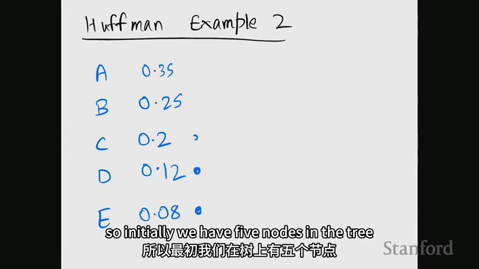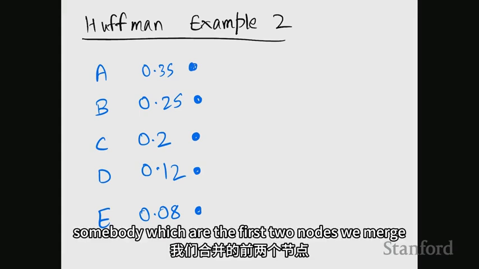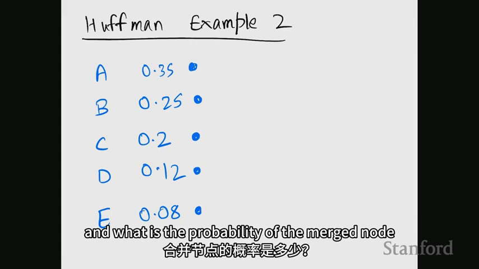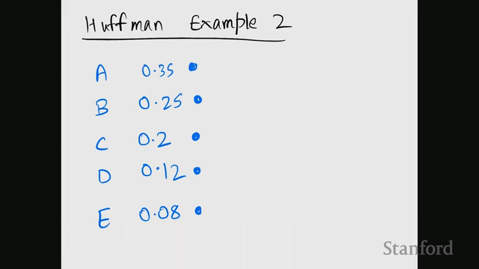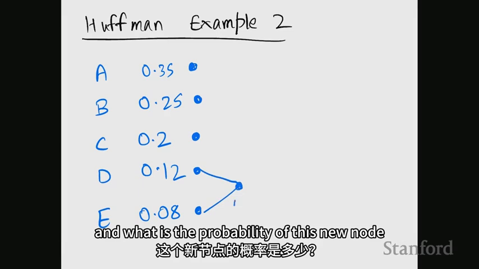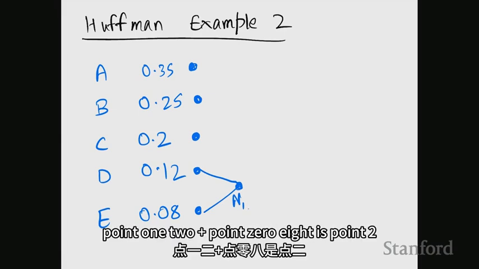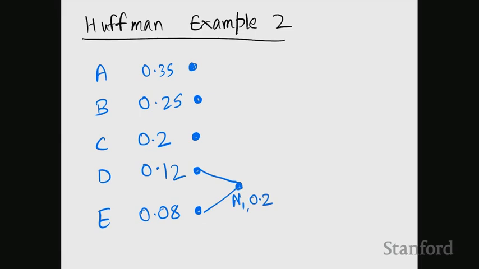So initially we have 5 nodes in the tree. A, B, C, D, E. Okay. Somebody, which are the first 2 nodes we merge? And what is the probability of the merged node? Okay, so the answer is D and E. And so let's merge D and E. Okay. And what is the probability of this new node? Let's call it N1. 0.2, right? Why 0.2? 0.12 plus 0.08 is 0.2. Good.